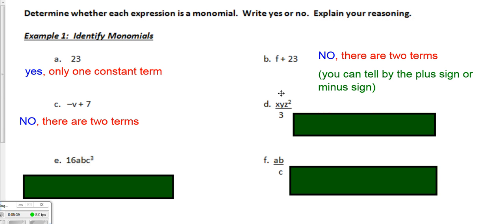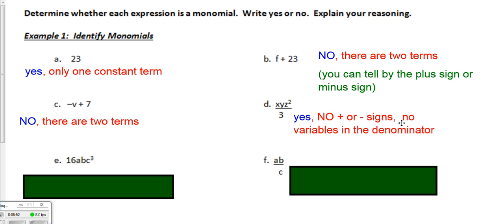Looking at D, there are no pluses or minuses, so no separation of the terms. We have a lot of variables on top in the numerator, but no variables in the denominator. So yes, this one is a monomial. No plus or minus signs, no variables in the denominator. This one would be a monomial.